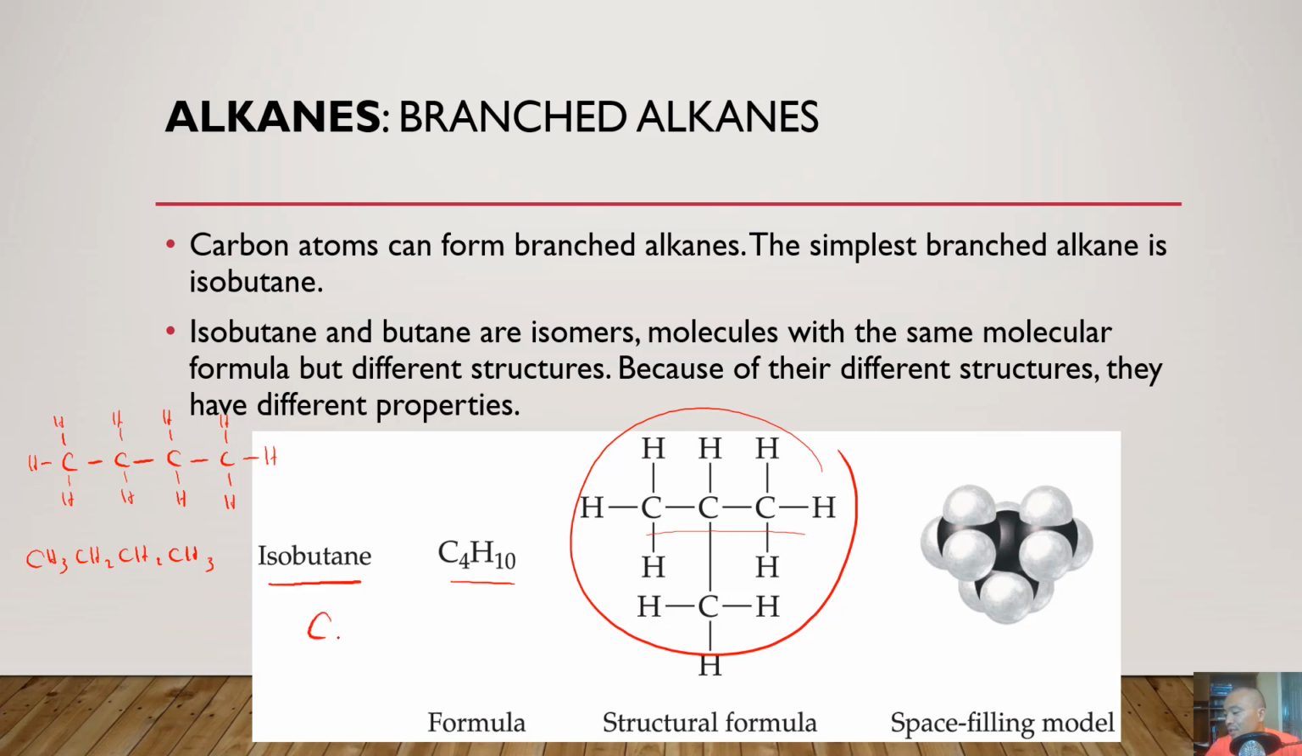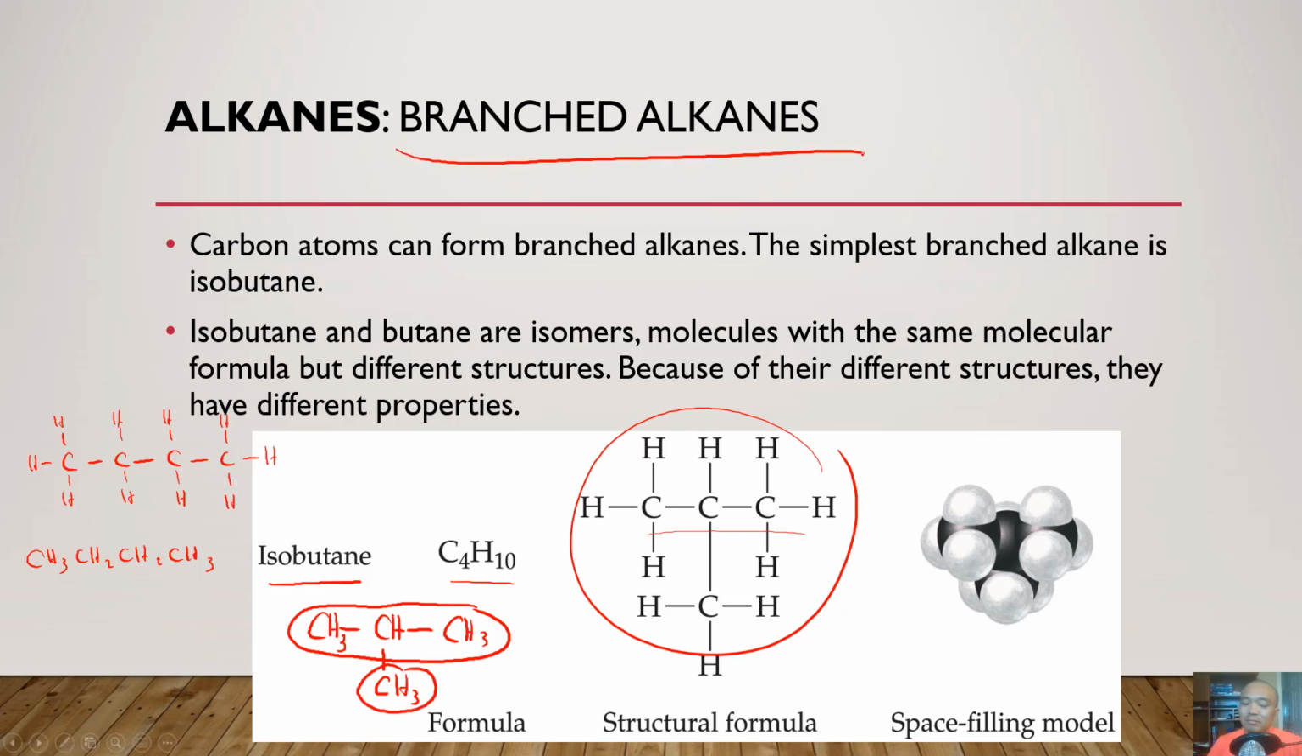Now, rather than having 4 carbons in the chain, we have 3 in the main chain, and the 1 carbon is connected to the center atom, and then you add the correct number of hydrogens. Let's just do it in the condensed formula way. So CH in the middle and CH3, then you have CH3 over here. You see, this has a main chain which forms a straight line, and you have a branch. So this type of alkane is called a branched alkane.